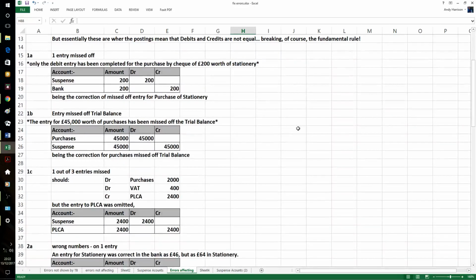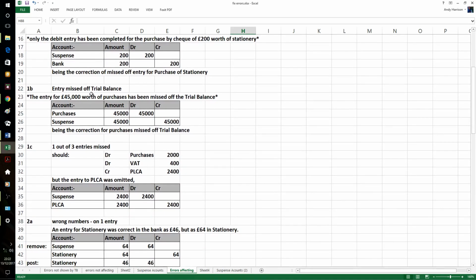So sample entries, they're in little groups, but they're not absolute. In this case we've missed an entry off, so only the debit entry has been completed for the purchase by cheque of £200 worth of stationery. So the debit entry was the stationery, that one's okay. So in this case we can put the bank entry in and then balance it off with a suspense account.